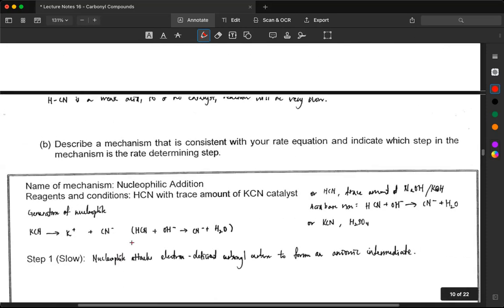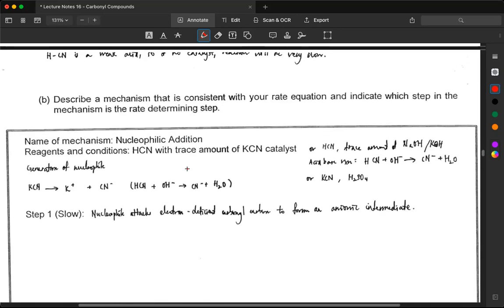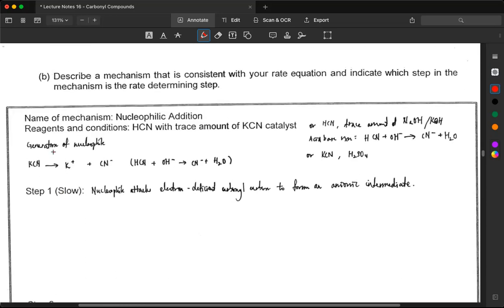Now, describe the mechanism consistent with the rate equation and indicate which step is the rate determining step. The name of the mechanism is nucleophilic addition. You must name it and then state the reagent and condition: HCN with a trace amount of KCN catalyst. So we talk about how the nucleophile was generated. KCN completely dissociates into K+ and CN-. The first step is a slow step.